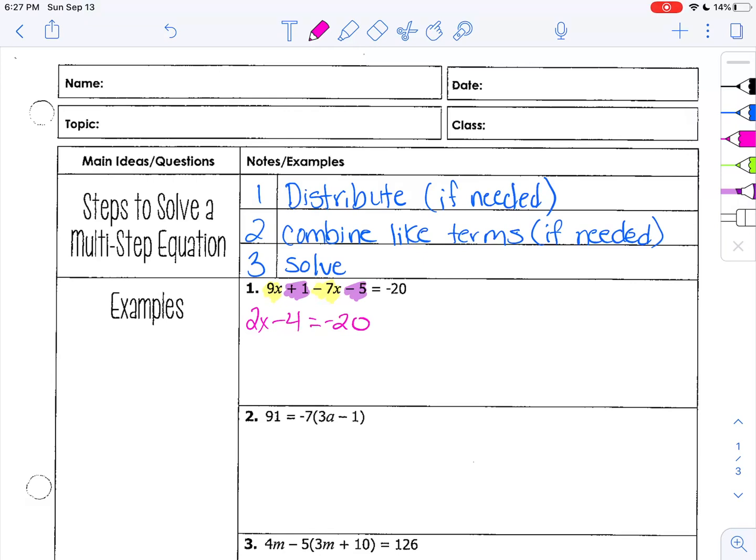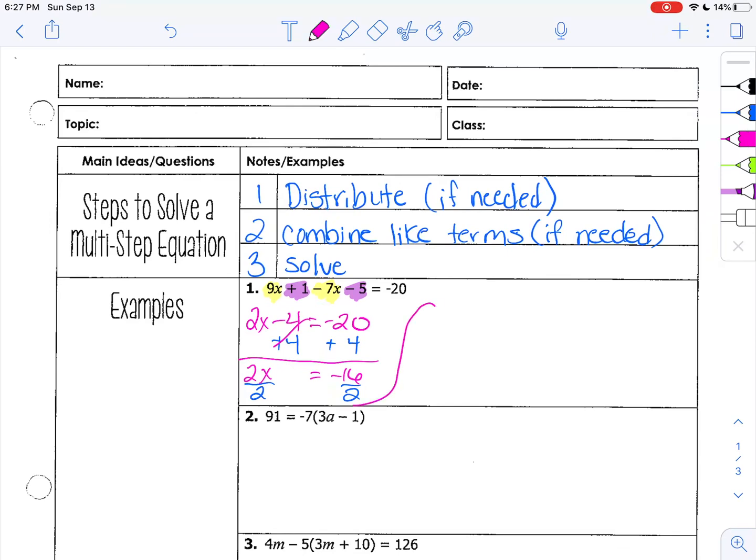Now that this equation has been simplified, I can solve it like a 2-step equation, doing the opposite. Remember, getting rid of addition and subtraction first. So instead of minus 4, we're going to add 4 to both sides, which leaves us with 2x equals negative 16. Our variable is not isolated yet, so we need to get rid of the 2 in front of x. So remember, 2x means 2 times x. So to eliminate that 2, we're going to divide by 2 on both sides.